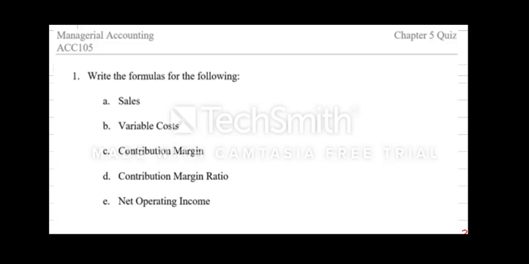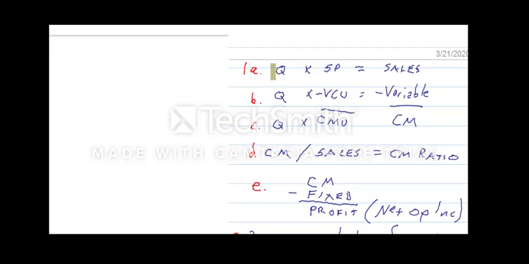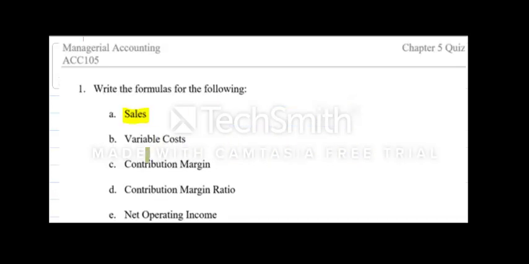In this video, we're going to be going over the Chapter 5 quiz. The first thing we want to do is talk about some formulas as they relate to CVP, cost, volume, profit analysis. The first thing we're going to talk about is sales. In order to calculate sales, you're going to take the quantity sold times the selling price, and that will give you your sales. The next thing we want to talk about is variable costs.